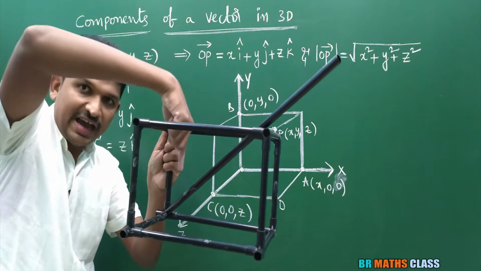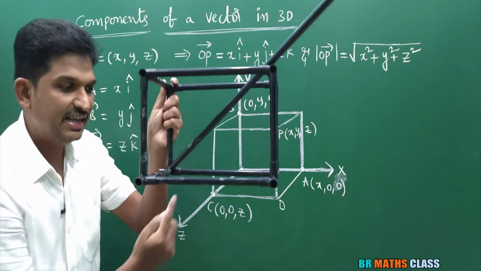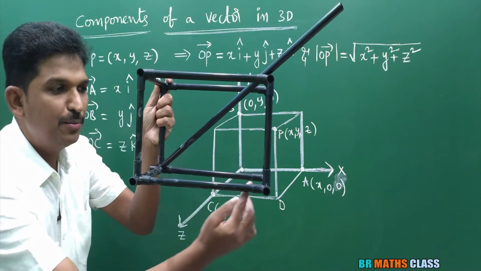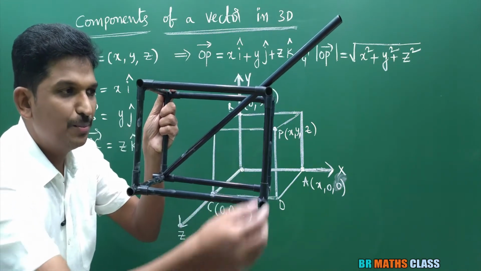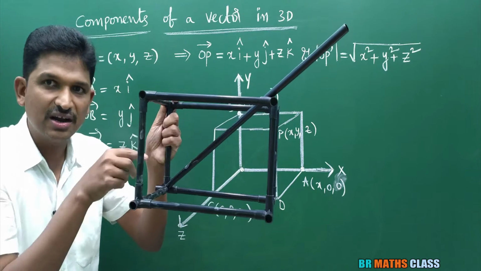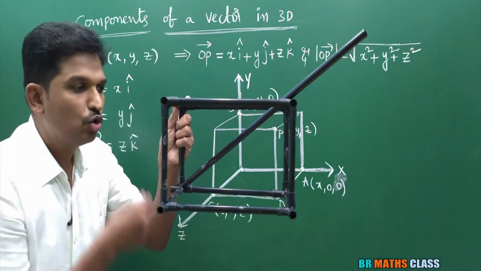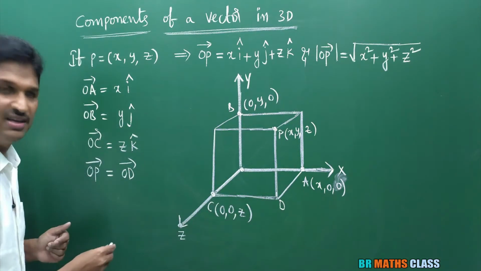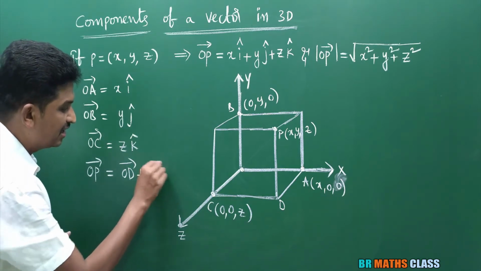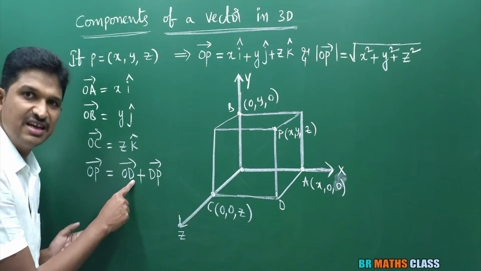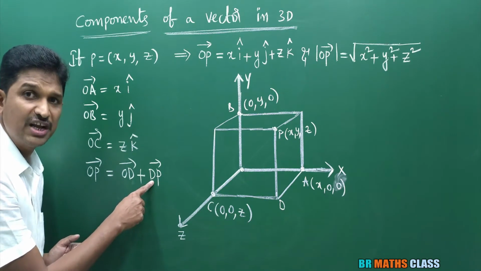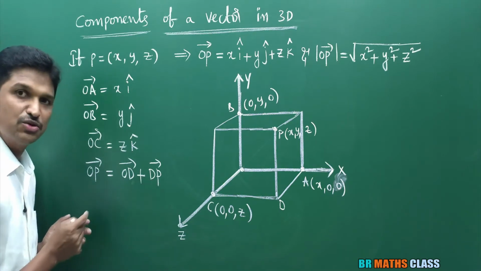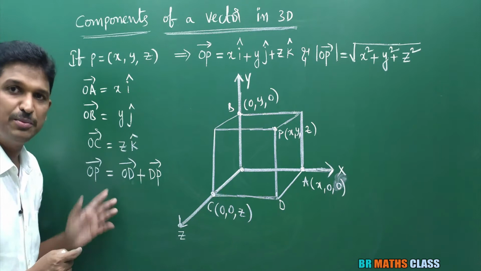Now to calculate this OP bar, I'll calculate OD bar, because you can observe that OD bar plus DP bar is the OP bar. You learned about the triangle of vector addition. This is the terminal point of the first vector and the initial point of the second vector. So when we add these two vectors, you get a direct line segment joining the initial point of the first vector to the terminal point of the second vector. You know that OD bar plus DP bar is OP bar.